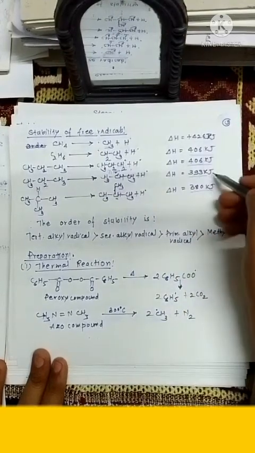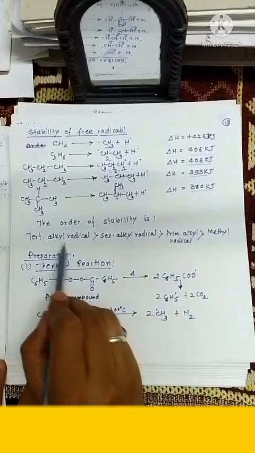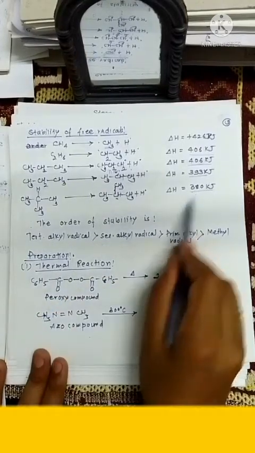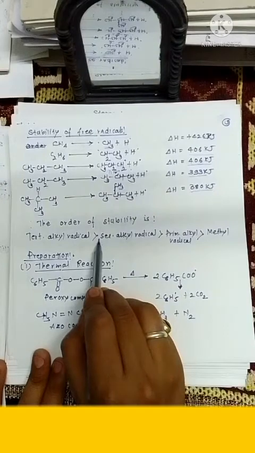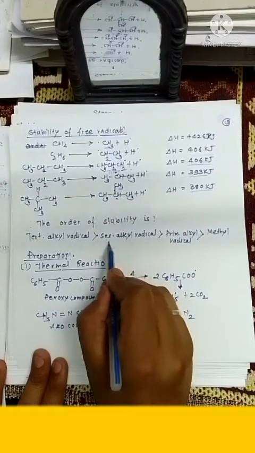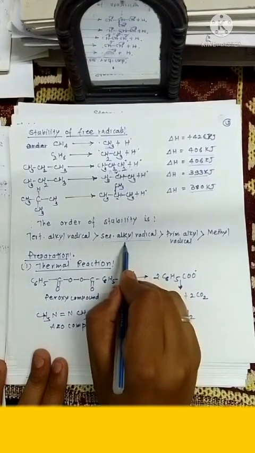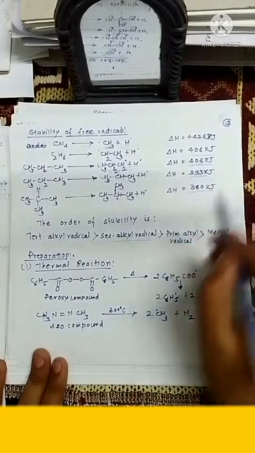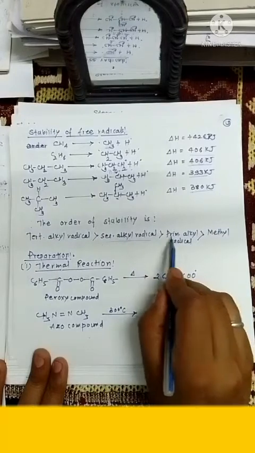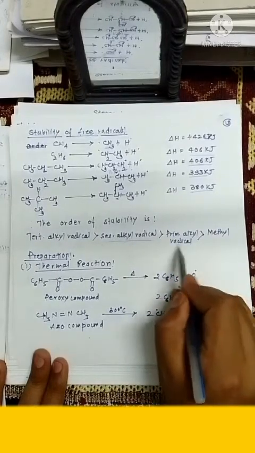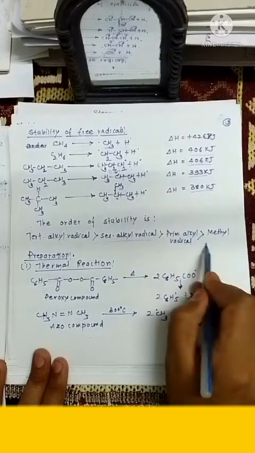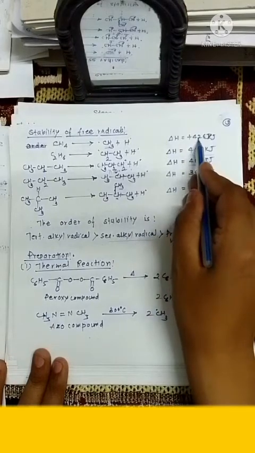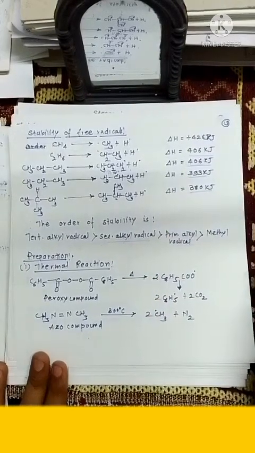So from these values we can say that the order of stability is: tertiary alkyl radical is more stable as compared to secondary alkyl free radical. Just see the values. Secondary free radical is more stable than primary alkyl radical. Primary alkyl radical is more stable than methyl free radical.